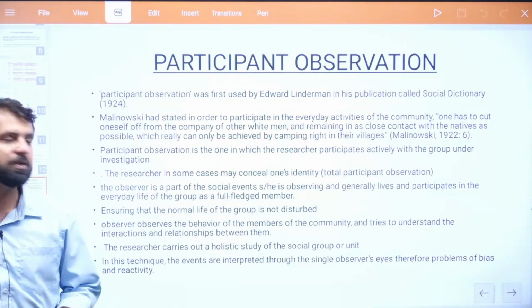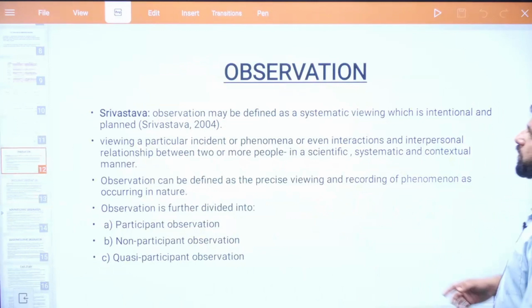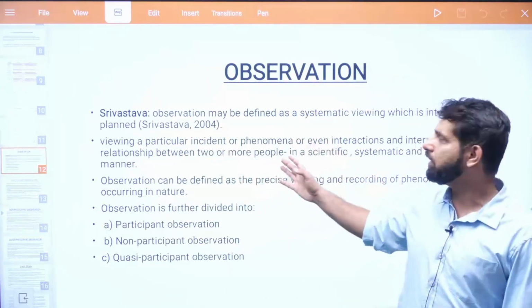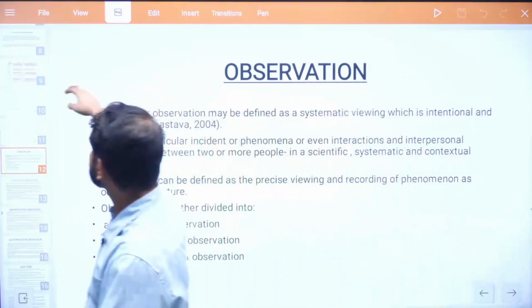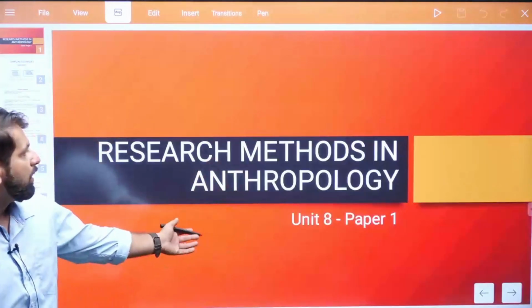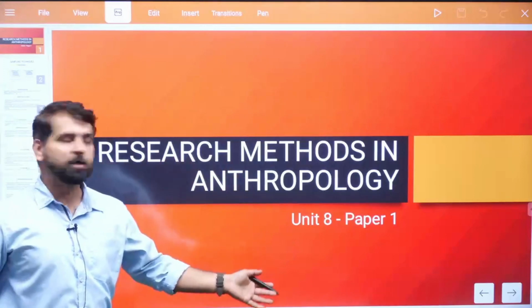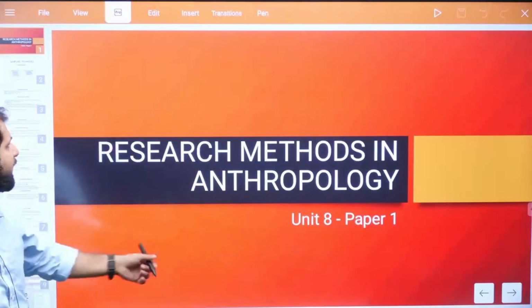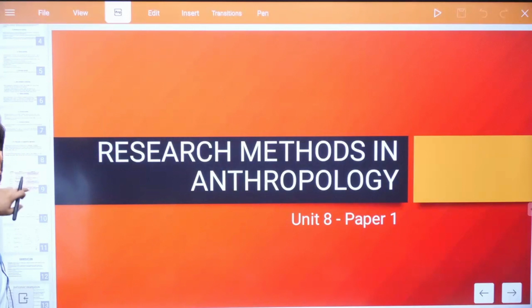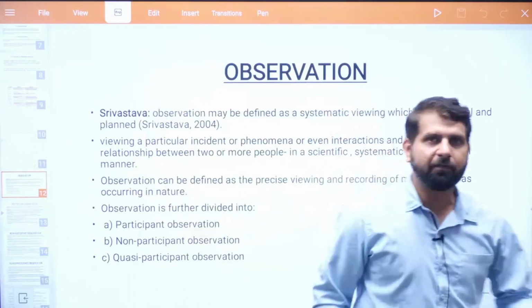I've just started. I've just talked about observation and its definition. So you see, we were talking about observation. We are doing this module, research methods in anthropology, unit 8, paper 1, and this is the second part of the class. And these are the research techniques which we are covering.